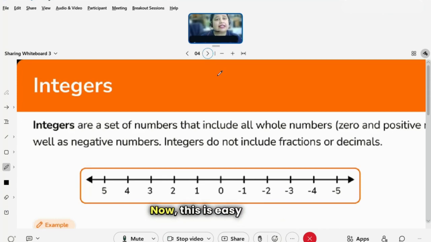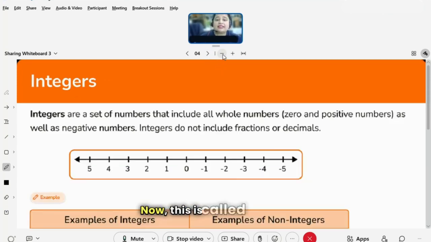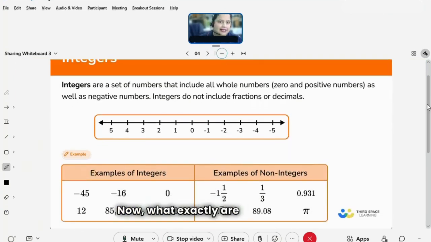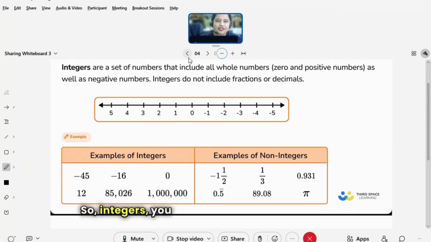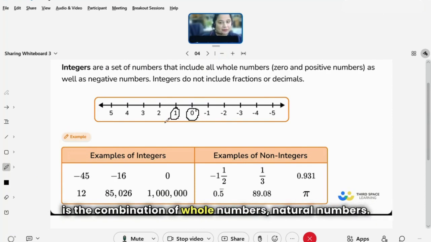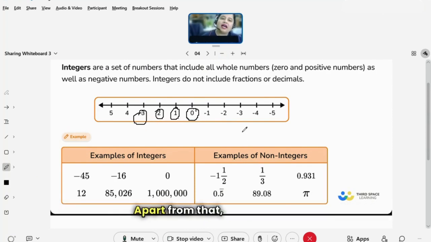Now this is easy peasy. This is called integers. Now what exactly are integers? Integers you can say are the numbers which are the combination of whole numbers and natural numbers, and apart from that, they are also the combination of negative numbers.